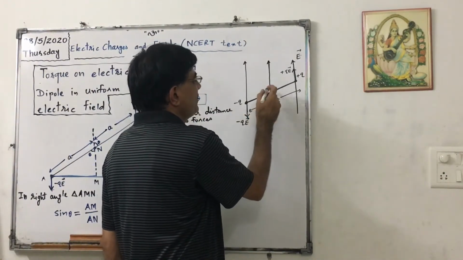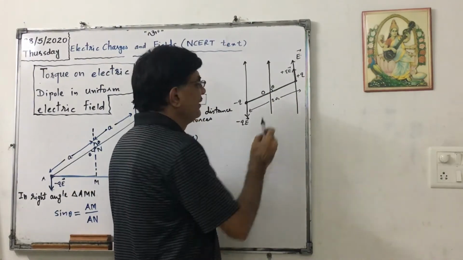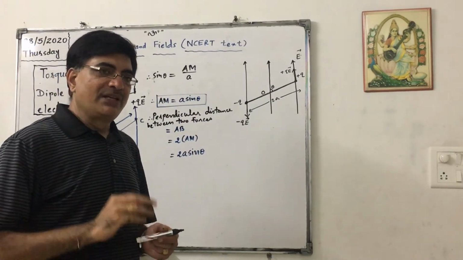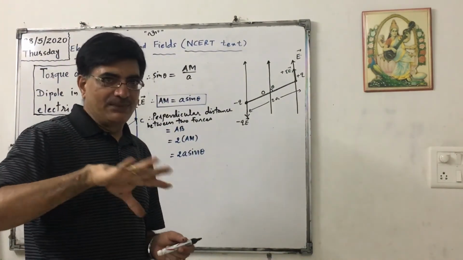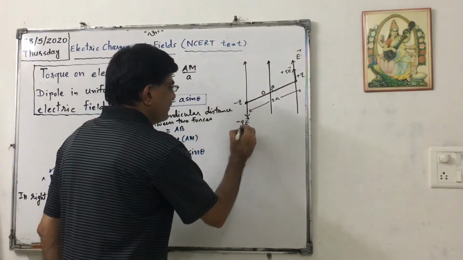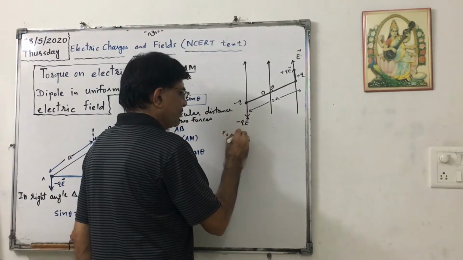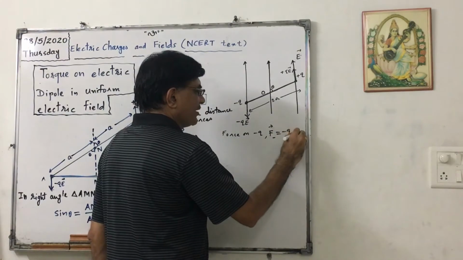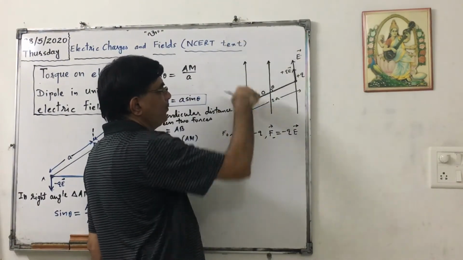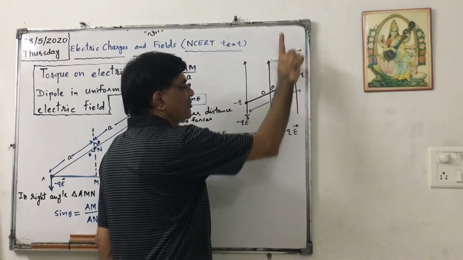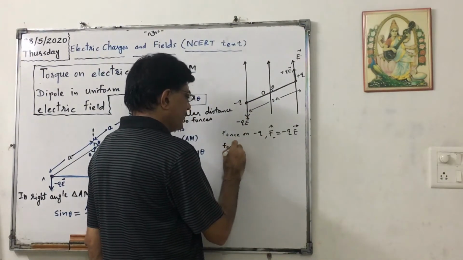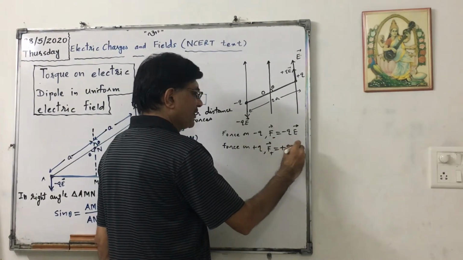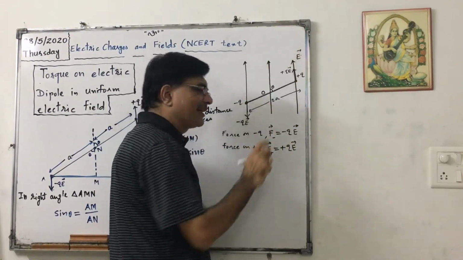Now this is called midpoint or center of the electric dipole. Here the angle is theta. This is the figure, the initial figure. We will develop the total figure step by step. Now first of all, what is force on minus q? Force on minus q, that is F minus equals to minus qE, and that is opposite to vector E, in opposite direction to the direction of vector E. What is force on plus q? That is F plus, that is plus qE, that is in the direction of electric field.